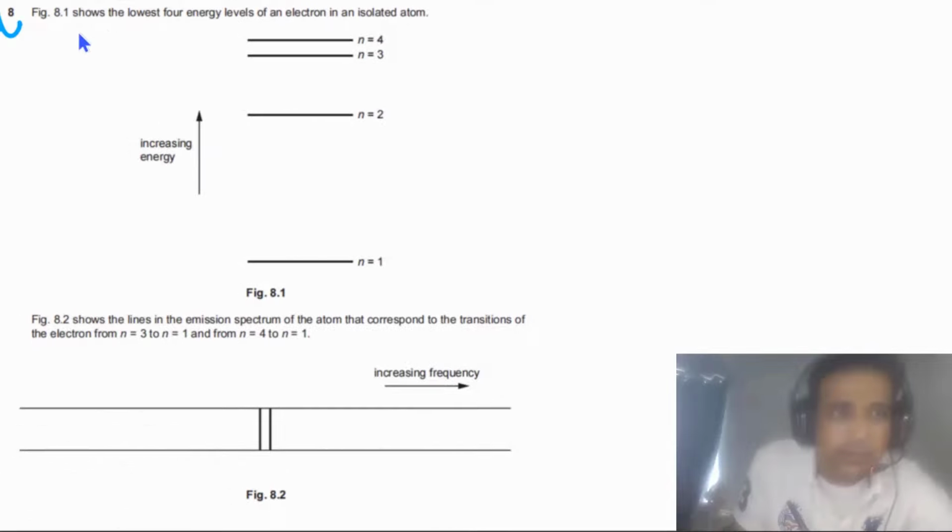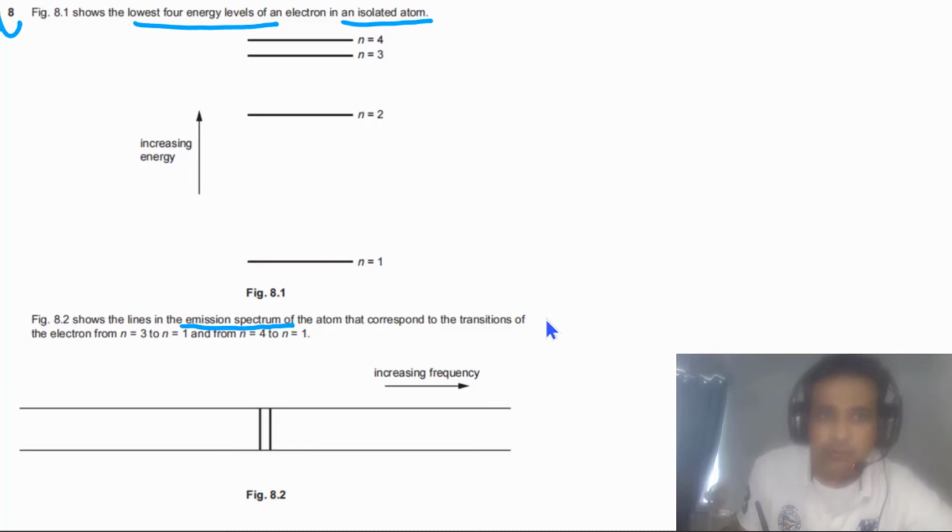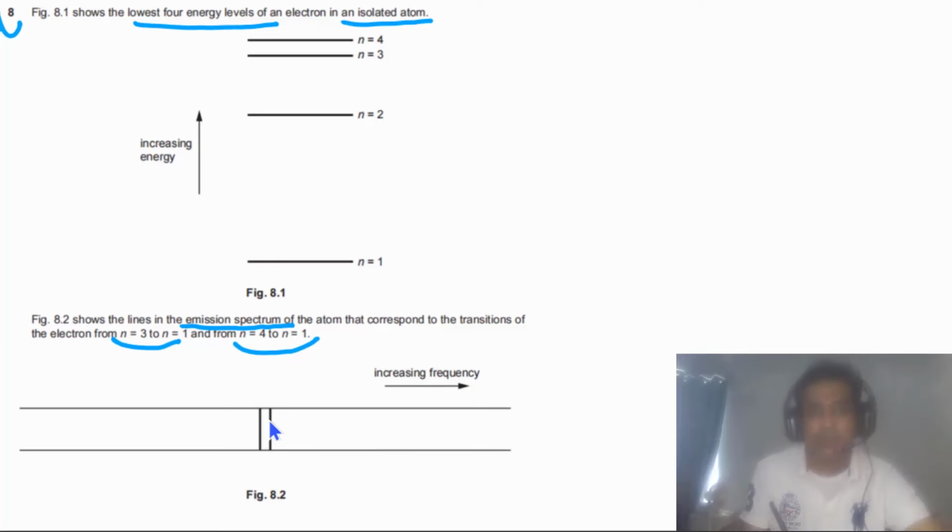Question 8 says figure 8.1 shows the lowest 4 energy levels of an electron in an isolated atom. Figure 8.2 shows the lines in the emission spectrum of the atom that correspond to the transition of electron from N3 to N1 and from N4 to N1. So we need to find out which line belongs to N3 to N1 and which line belongs to N4 to N1. But for this question, it is given to us that frequency is increasing this way.